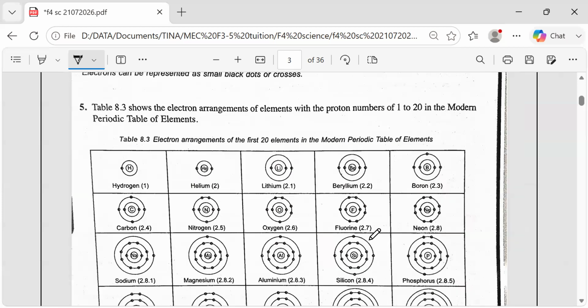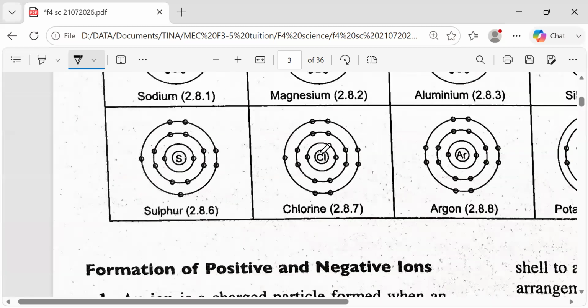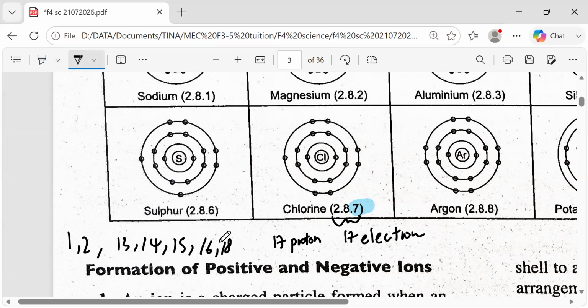Okay. So you look at this, chlorine. Chlorine is 2, 8, 7. Okay. So total 几粒 electron? 17粒 electron. So 多少粒 proton? 也是17粒 proton. Get it? Okay. 它在哪一个 group？它外面有 7。Group 17. It's called 1, 2, 13, 14, 15, 16, 17, 18.